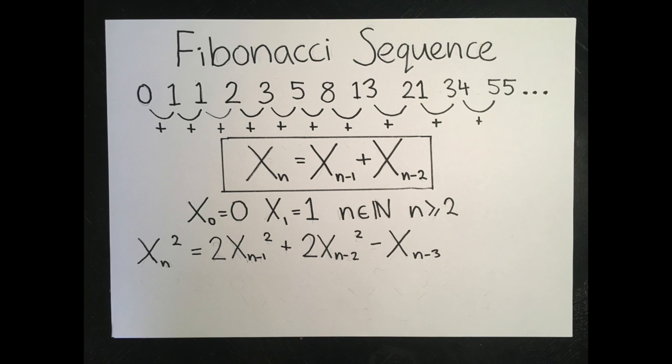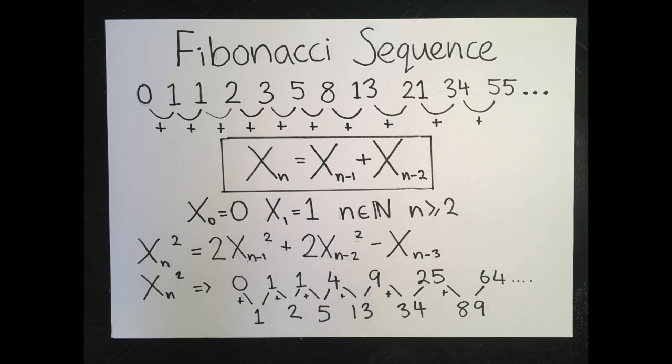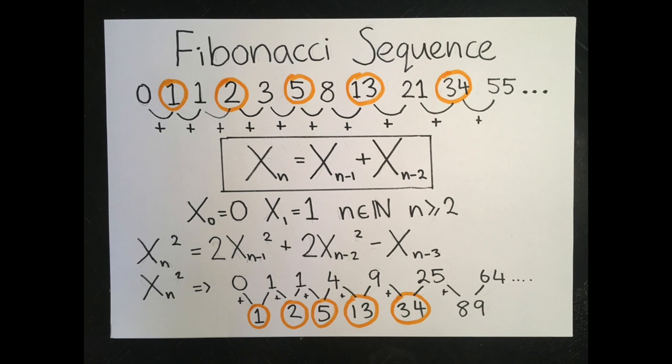The squares, cubes and successive powers of the terms in the sequence are known as Fibonomials and also have interesting properties that can relate to the original sequence.